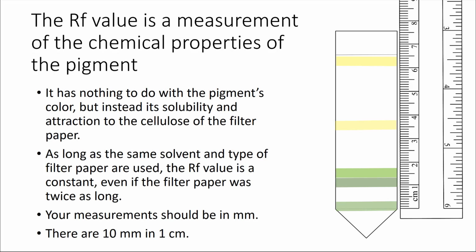As long as the same solvent and same type of filter paper are used, the RF value is a constant, even if the filter paper was twice as long. If we allowed this to run twice as long as we did here, the RF value would still be the same because that ratio between how far the pigment traveled versus how far the solvent traveled is a constant.